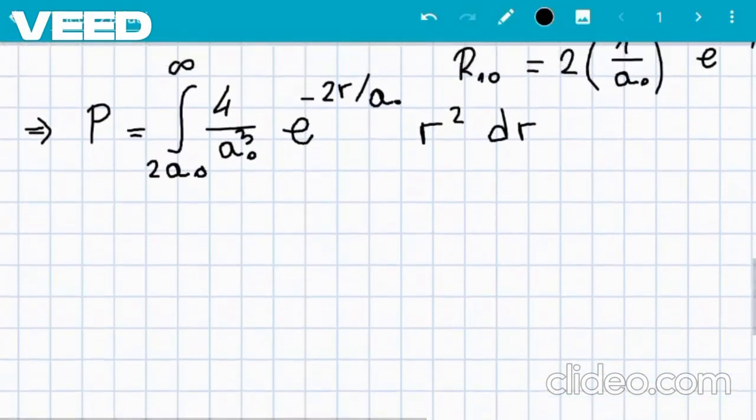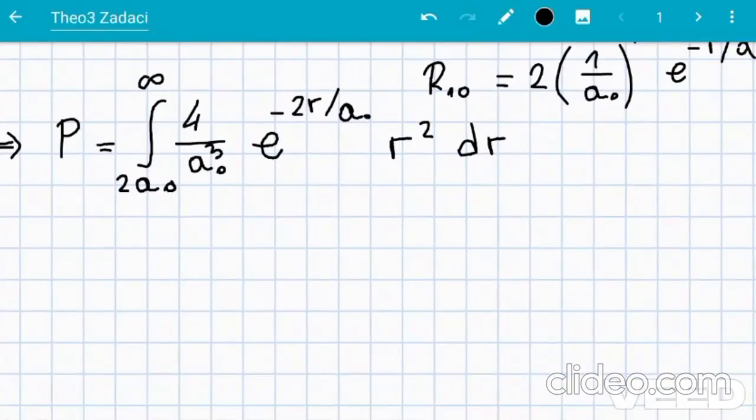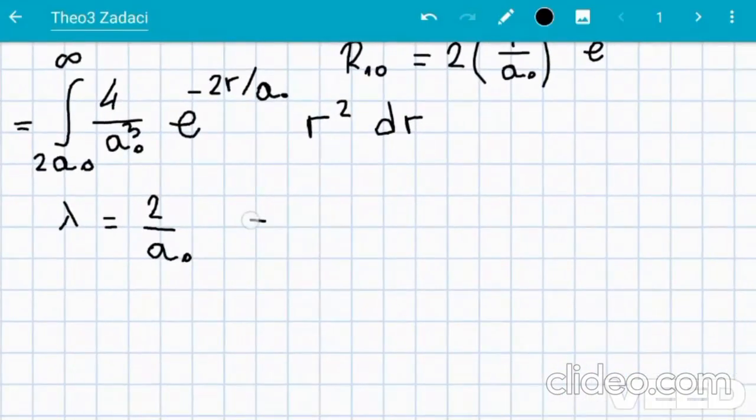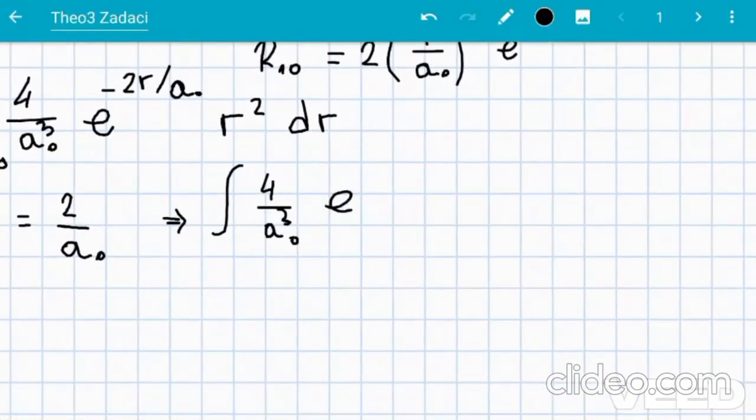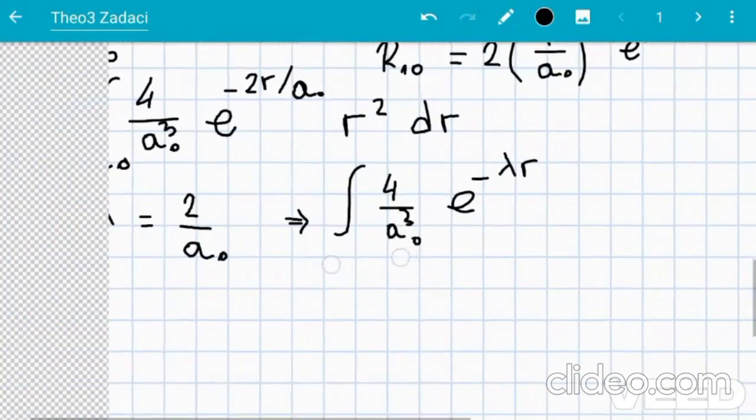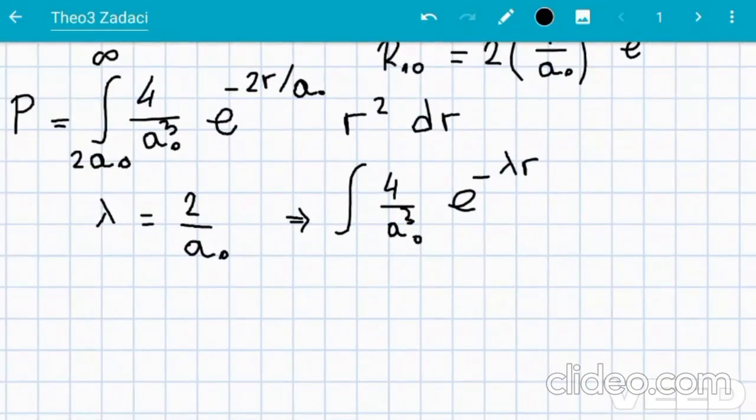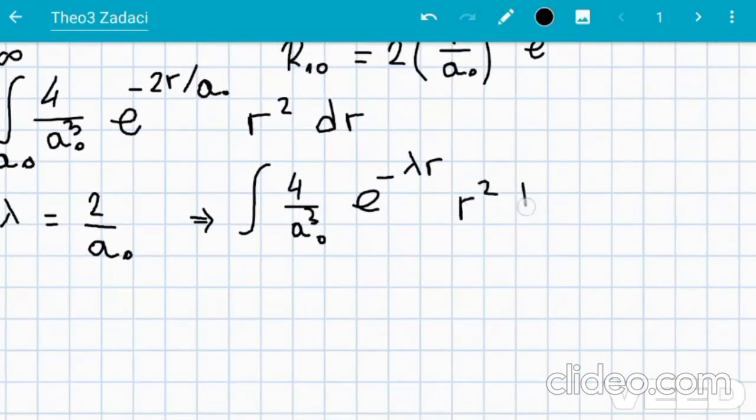We can try to simplify it. We can plug in a substitution, where we use the lambda substitution of 2 over a naught. And so we can rewrite this whole expression as the integral of 4 over a naught to the third times e to the minus lambda r, because this whole thing is just becoming lambda, and then we have the r squared dr.